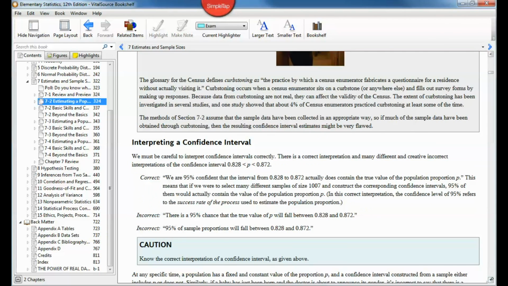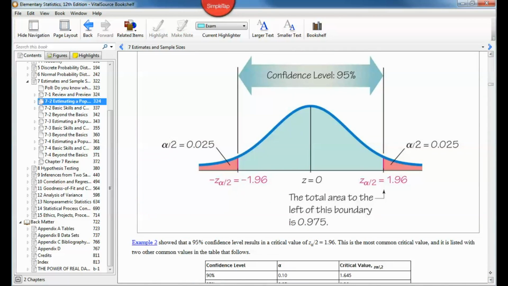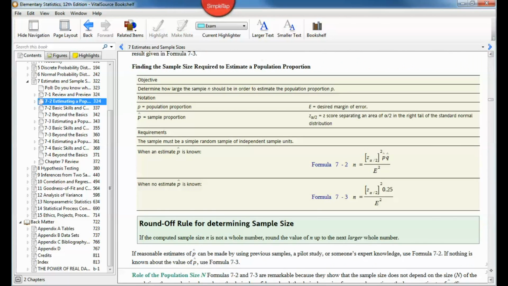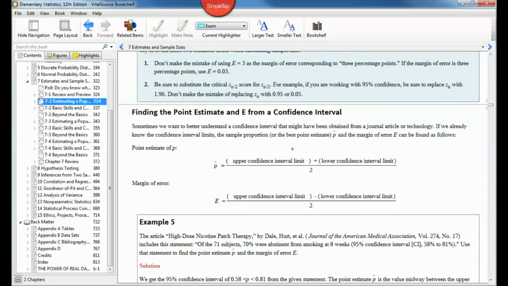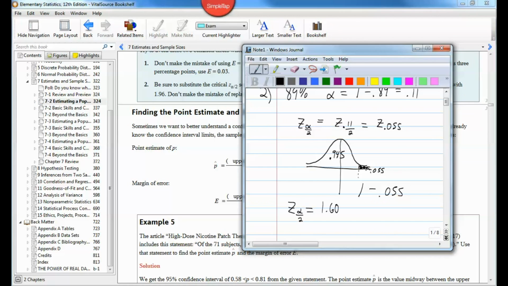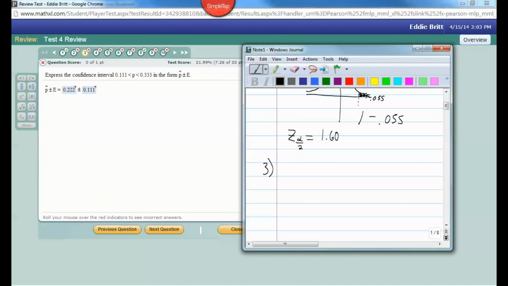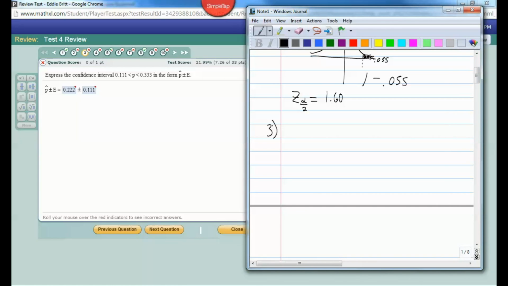So if we have the confidence interval, how can we figure out the p hat and the margin of error? Okay. To find the point estimate, we say the upper confidence limit plus the lower confidence limit divided by 2. To find the margin of error, we say the upper confidence limit minus the lower confidence limit divided by 2. All right, so let's find that real quick. Let's go back to our problem. So this is the lower confidence limit. This is the upper confidence limit.